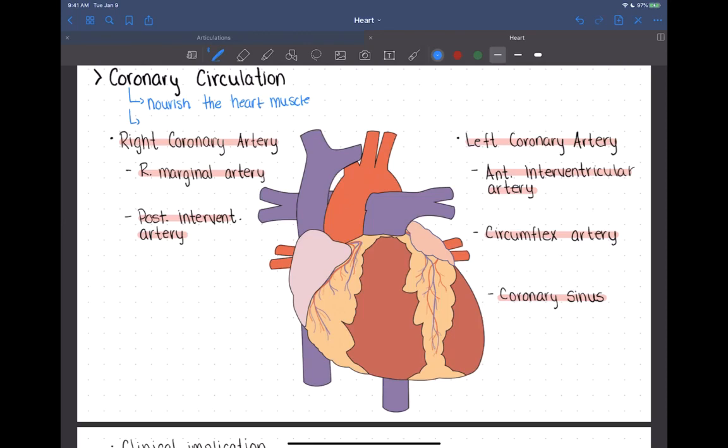And so the coronary circulation branches off of the aorta.